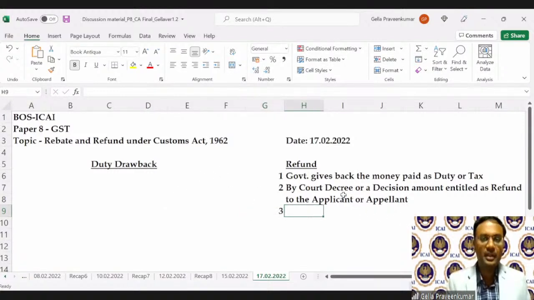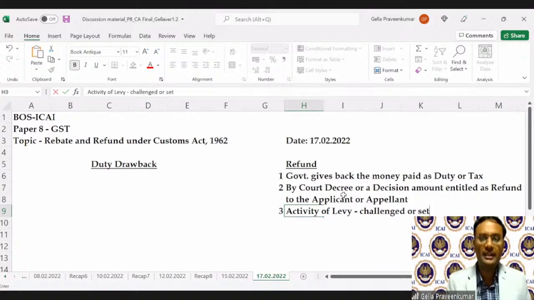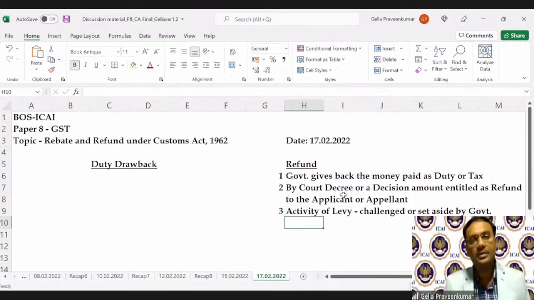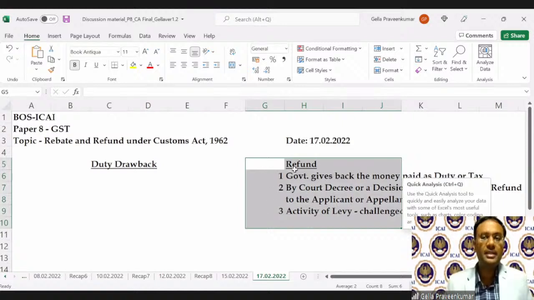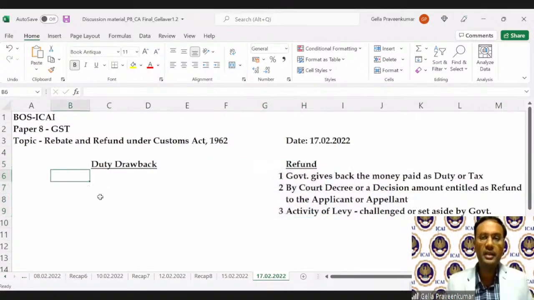Third scenario, where the levy is challenged or set aside by government. There could be scenarios where we have studied something called anti-dumping duty, safeguard duty, protective duty. So government of India may impose a particular duty. At a later point in time, the parliament would have not ratified that particular notification. They would have called it back. At that point in time, any recovery made would have been paid back as a refund to the respective person who has paid that particular duty or tax. These are few examples where we can think of a refund coming into existence.